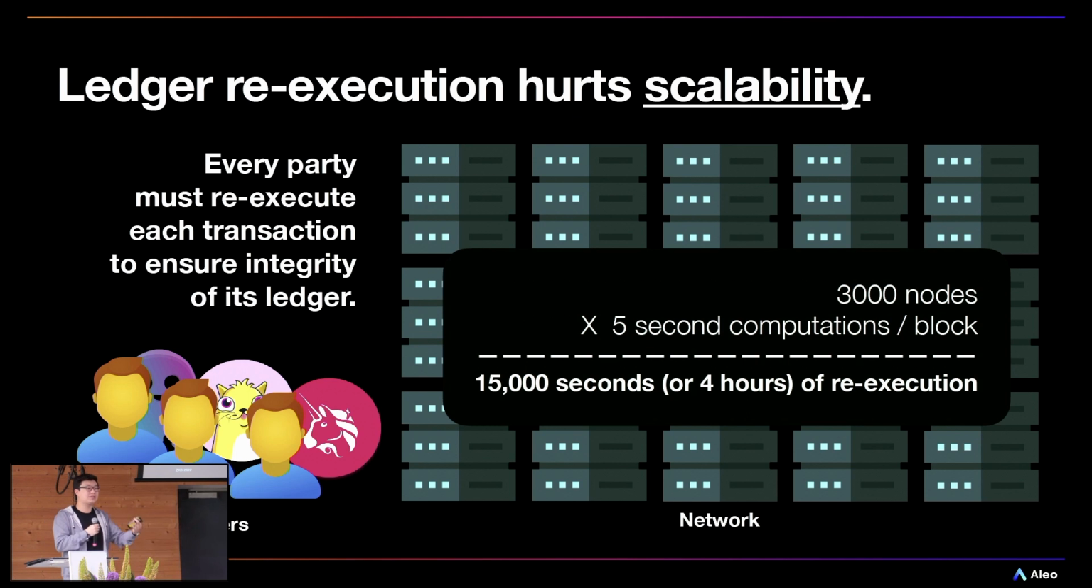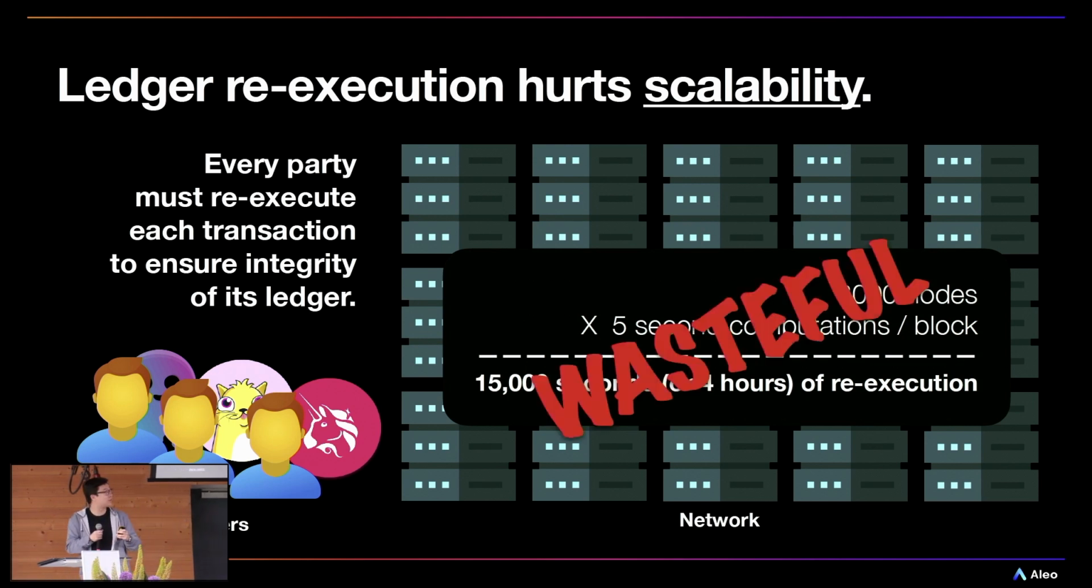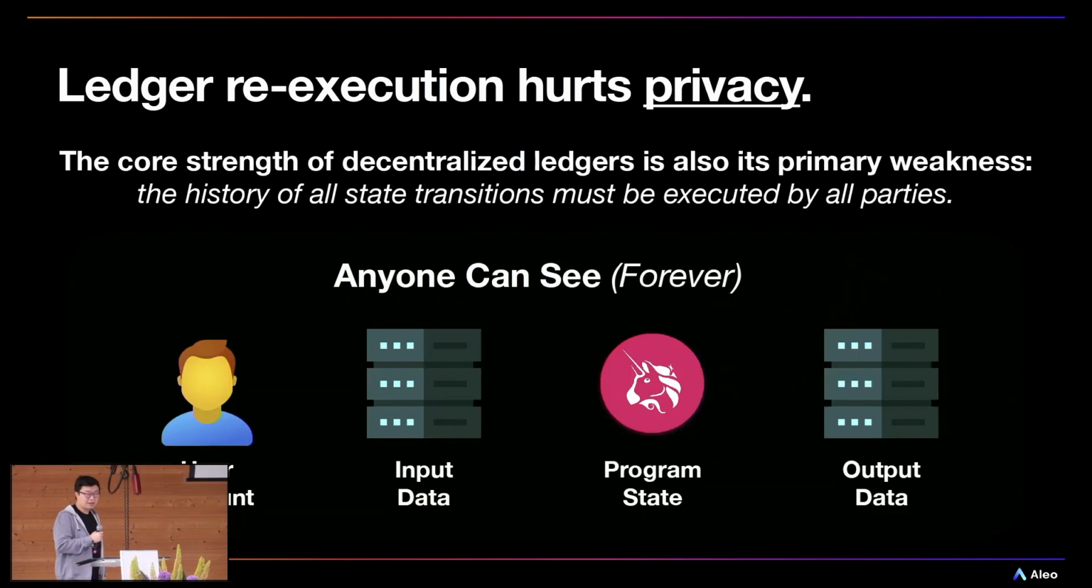And you can naturally see, just from the previous slides on what a ZK Snark is, that you probably want to give a proof about it so that everyone doesn't have to recompute it. That's a big deal, because this model here is, well, wasteful. The second thing is that ledger re-execution hurts privacy. What I mean by that is that in the existing models of decentralized applications, you learn everything.